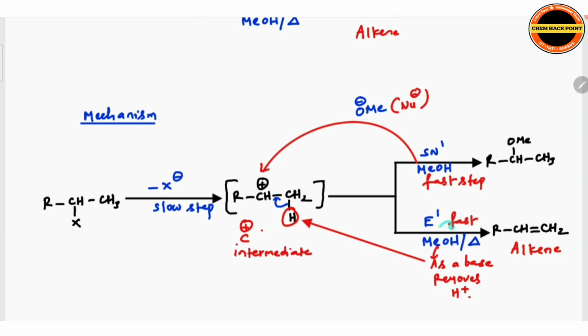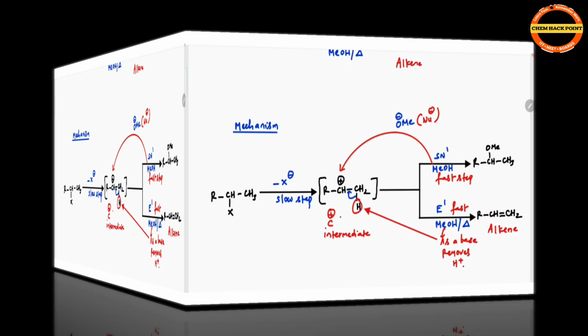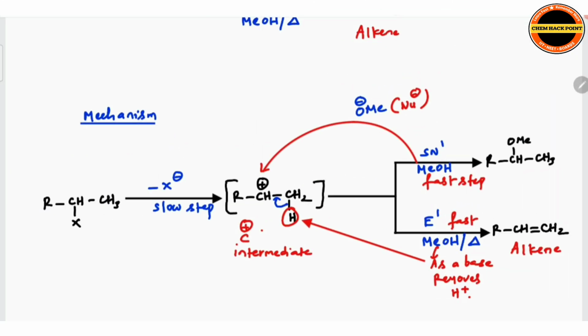If it is following E1 reaction, which is a fast step, here also a fast step, what happens in the second step of E1 reaction? As it is in the presence of heat, the hydrogen adjacent to the carbocation, that is the beta hydrogen, is removed and alkene is formed. Intermediate carbocation in both the cases; alkene is formed here, substitution product is formed here. How to distinguish? See, it is the part where most of the students confuse.